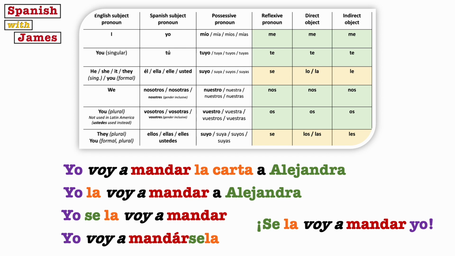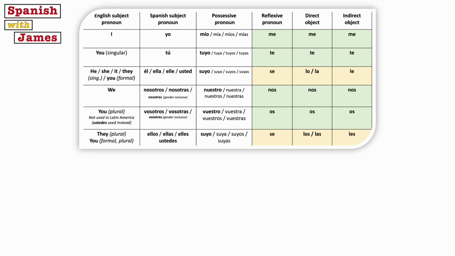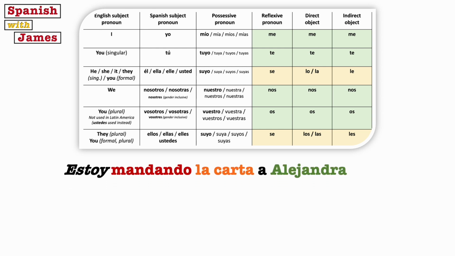So often putting the subject pronoun at the end, it's a bit like when we put the subject pronoun in italics in a novel in English. And now for the only other time that you can put those direct and indirect object pronouns at the end of the verb and tag it in so it's all one word, it's when you're using the gerund or the continuous. Estoy mandando la carta a Alejandra. I'm sending, in the continuous form, the gerund form, sending the letter to Alejandra.